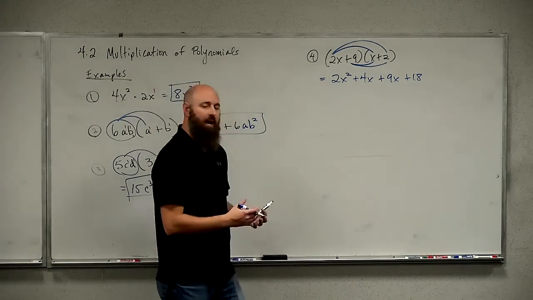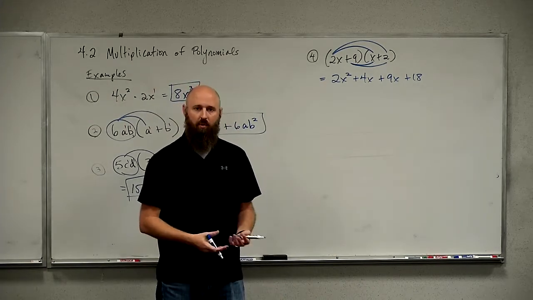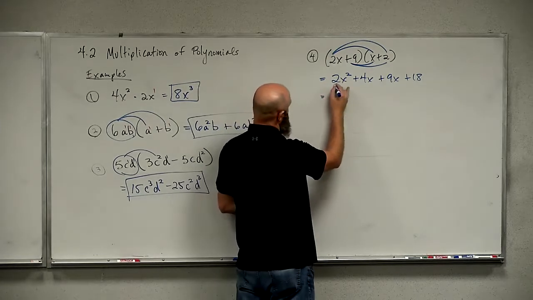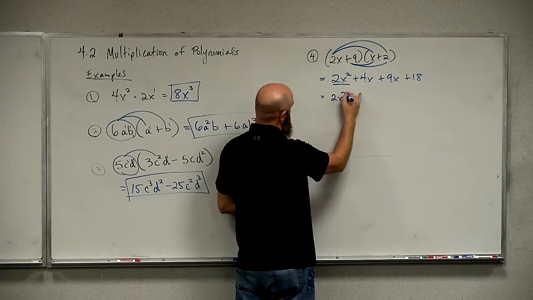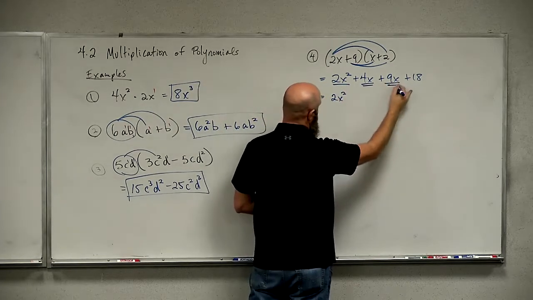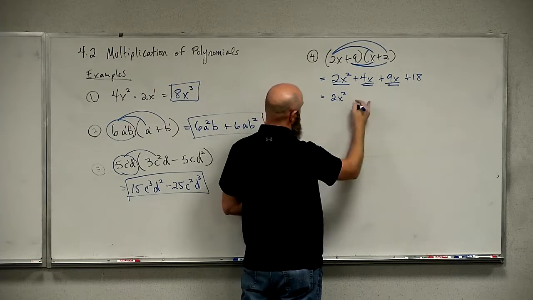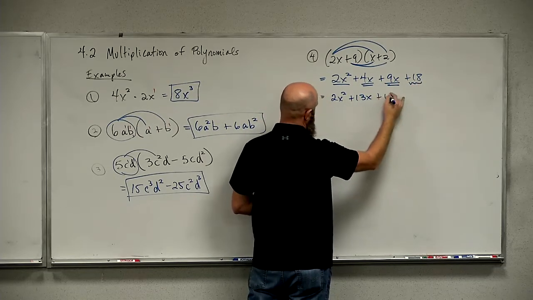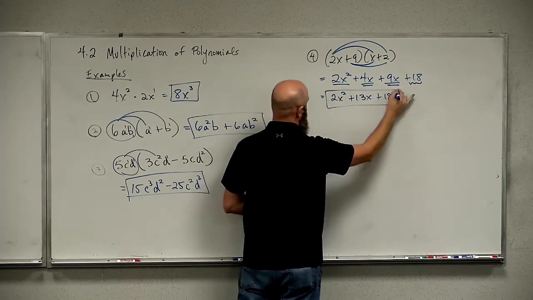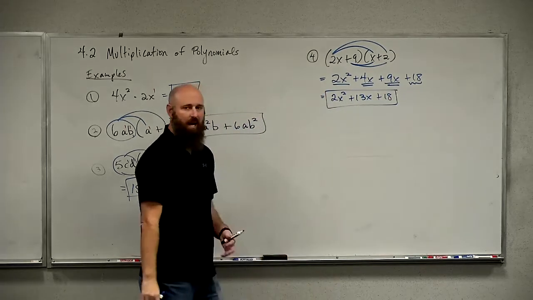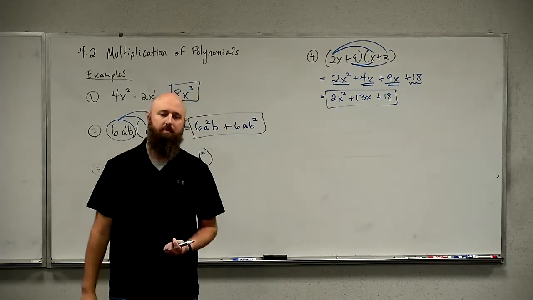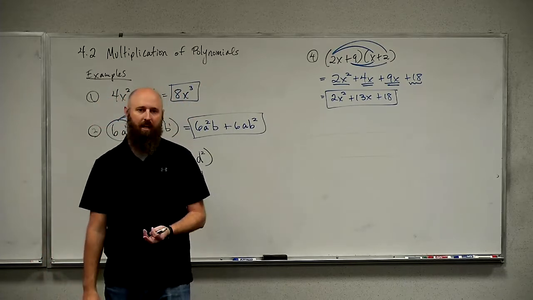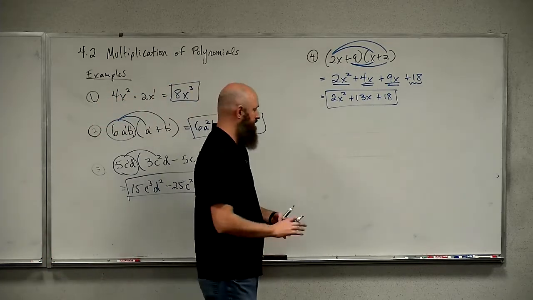But now I need to see, do I have any like terms? Sometimes I will, sometimes I won't. Here, I've got a 2x squared. Here I've got a 4x and a 9x. So 4 plus 9 is 13x. And then we have this 18. And that is our final answer. You must combine like terms because our instructions are to simplify. So always multiply and then simplify afterwards if you can.